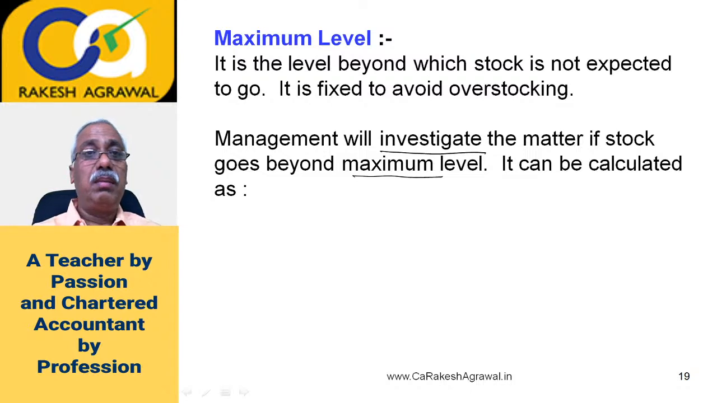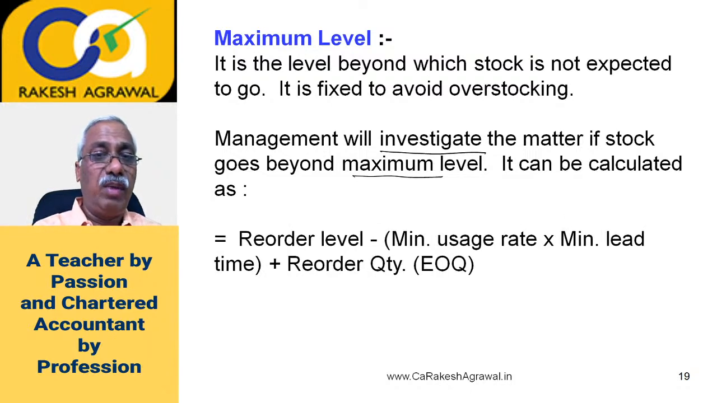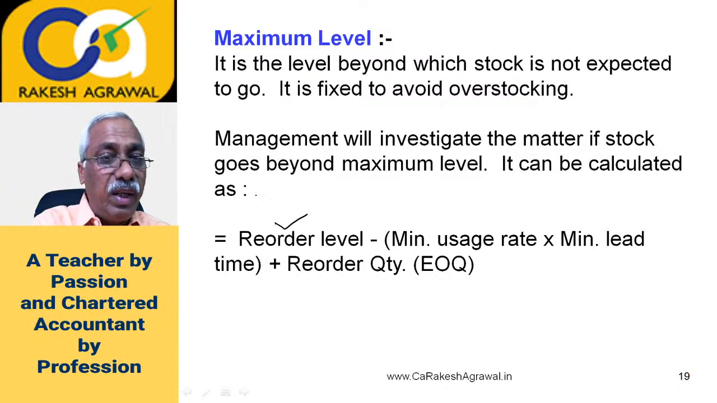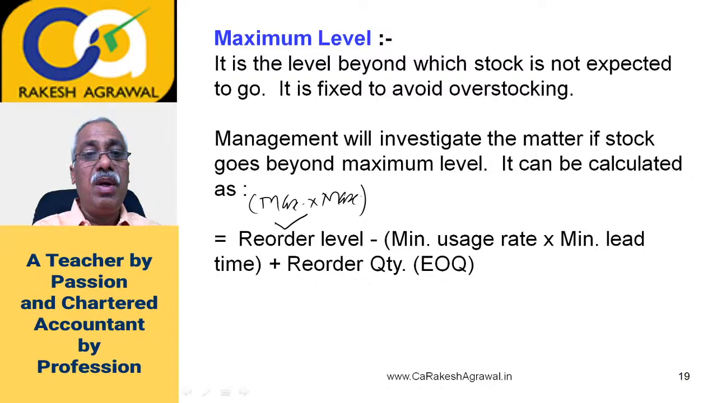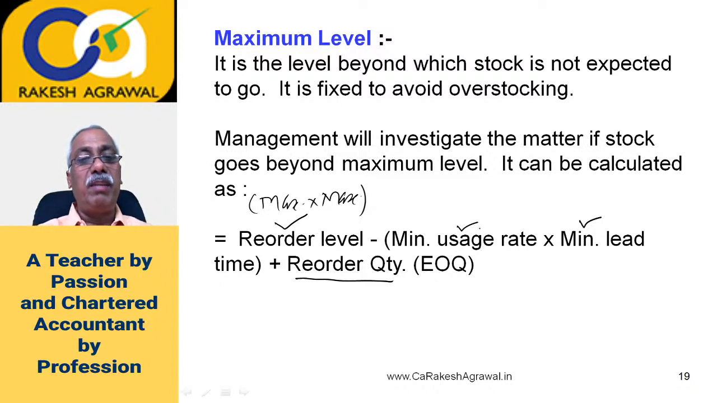And how is this maximum level calculated? The formula is this. See it carefully. It is again reorder level. How had we calculated reorder level? Maximum usage rate into maximum lead time. That answer you will insert here, reorder level. From this you will deduct minimum usage rate into minimum lead time. This answer of minimum into minimum is written in the bracket. That answer will be deducted from reorder level. And you will add reorder quantity. Most probably that reorder quantity might be EOQ or whatever quantity is given in the question.